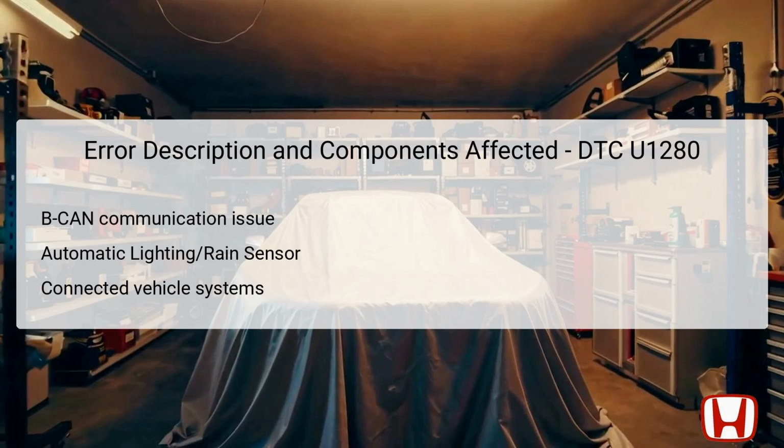The role of the beacon network is vital. It connects multiple electronic components, allowing them to share information such as vehicle speed, sensor data, and status signals. If communication fails, systems that depend on accurate data may malfunction, leading to operational inefficiencies. This could affect driver convenience features like automatic lights and wipers, making their operation unreliable or inactive. Understanding this error's specific components and locations is essential to effectively address and resolve the issue.